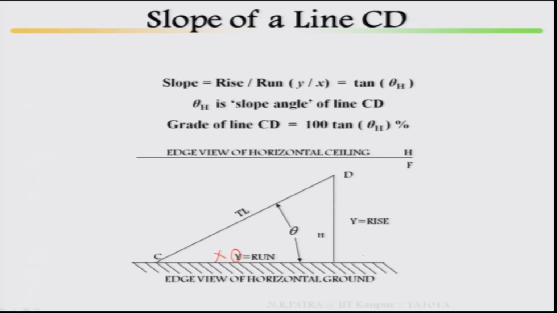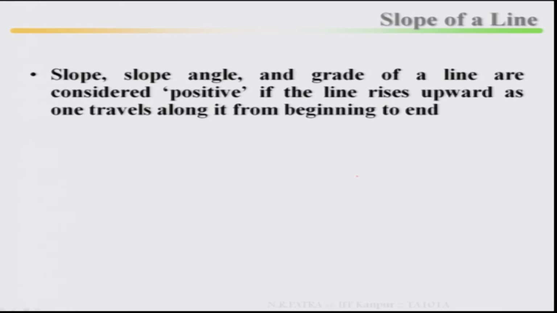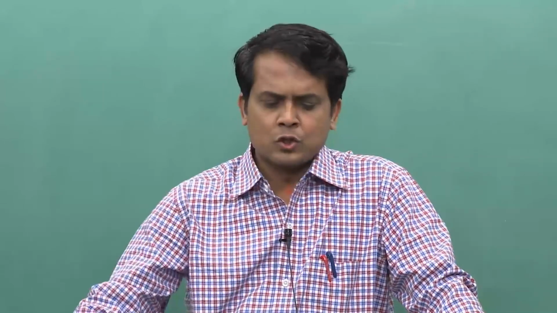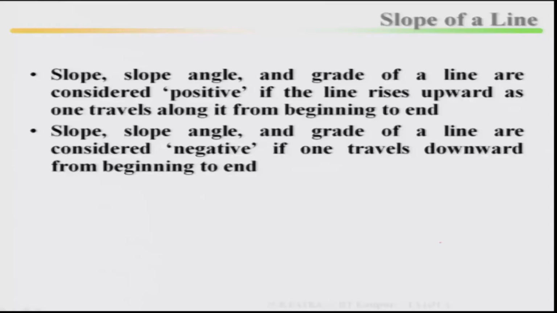Here the line travels upward, so in this case slope, slope angle and grade are termed as positive. If the line travels downward, then they will be termed as negative. So, slope angles and grade of a line are considered negative if one travels downward from beginning to end.